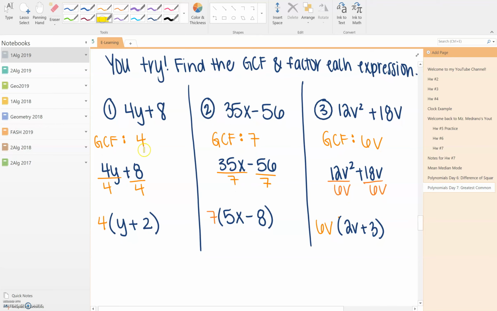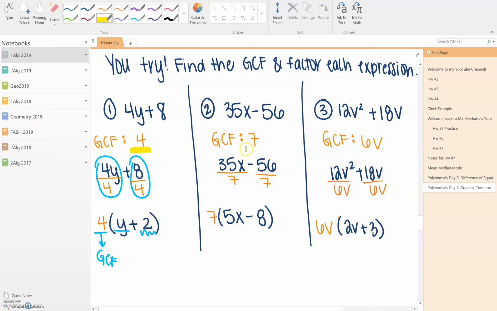So for number 1, the greatest common factor was 4. So I'm going to divide both of those terms by 4. So 4y divided by 4 is just y. 8 divided by 4 is 2, and then the greatest common factor is going to come outside your parentheses, okay?